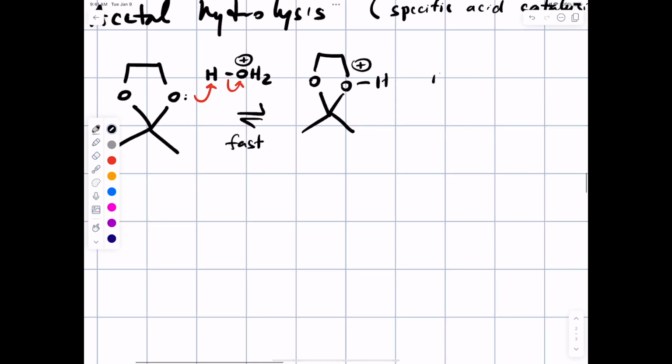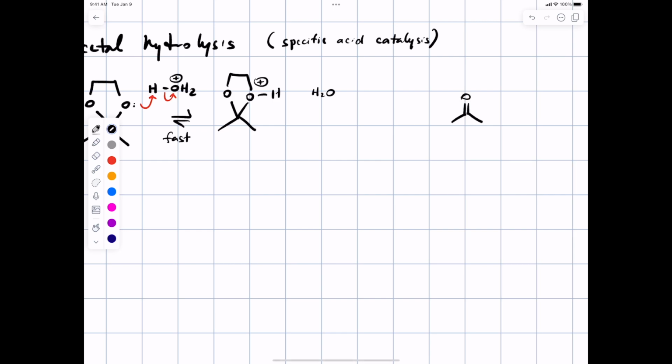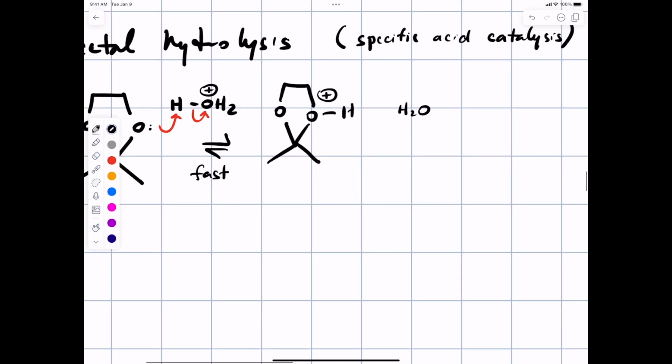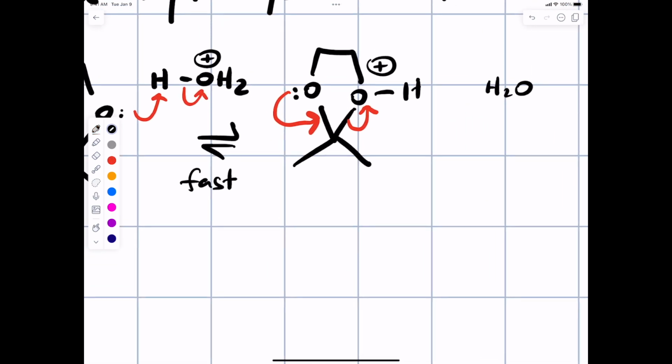Sure, I mean water is the conjugate base of H3O+. What's my next step in acetal hydrolysis? Ultimately, my products are going to be ketone, alcohol. One just leaves, right? So which, that just leaves. The right side leaves? Okay. And this is the elimination step, right?